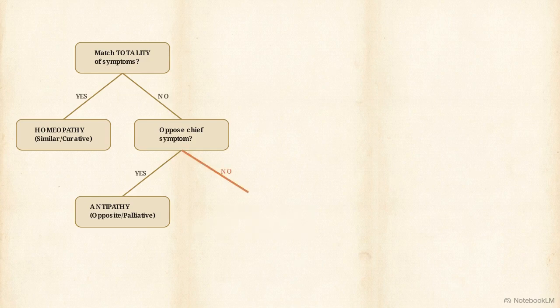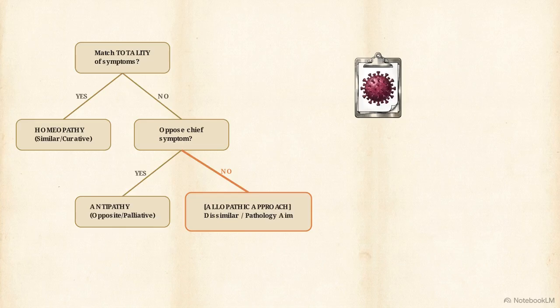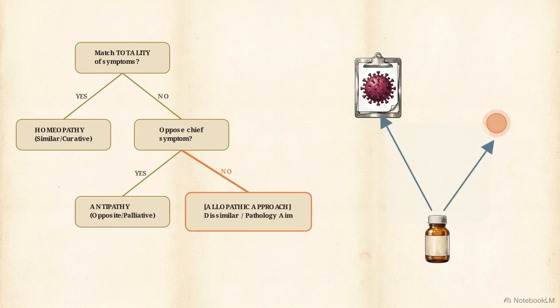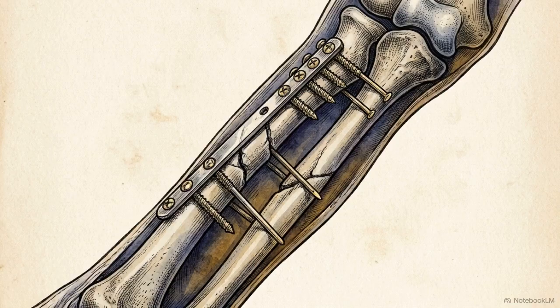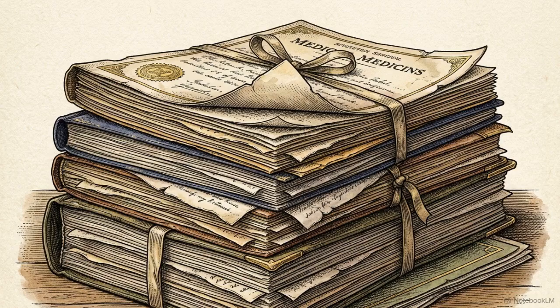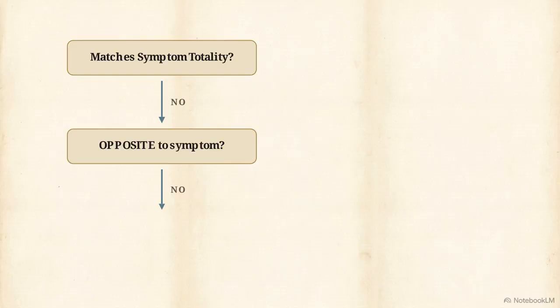Let's return to the decision tree. What if we evaluate a treatment that does not directly oppose the chief symptom? We have to ask, what if the treatment targets a completely separate physiological pathway, an isolated tissue pathology, or a disease label, without attempting to match the patient's symptom totality? Hahnemann classified this relationship as allopathy. It relies entirely on prescribing medicinal symptoms that are dissimilar to the disease. Dissimilar treatments are highly effective at managing isolated structural emergencies, but Hahnemann argued they cannot dynamically resolve the original, holistic symptom picture, often leaving the internal disease untouched.